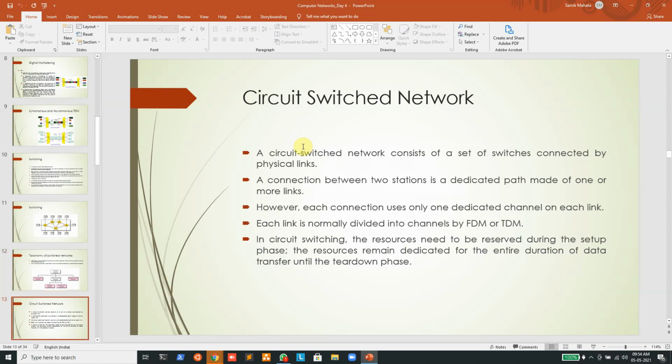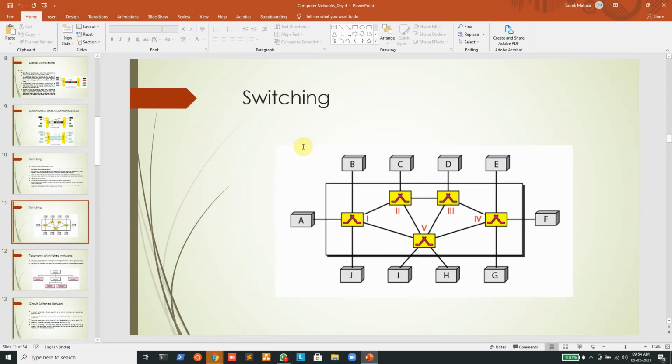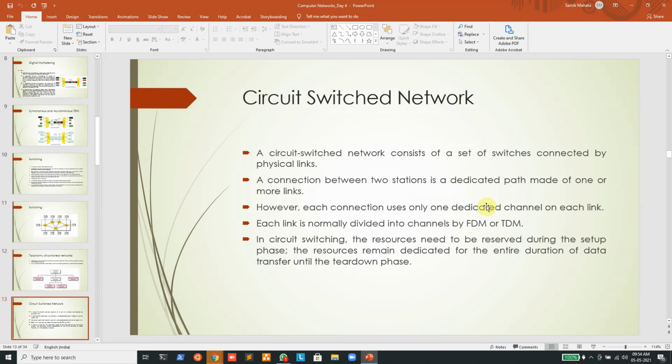Okay. Next, we come to the first kind of switched network, which is the circuit switched network. A circuit switched network consists of a set of switches connected by physical links. If you see this diagram, you will understand that there is a set of devices connected to switches using physical links. Physical links are the actual communication channels that we use in our day-to-day lives. And the connection between two stations is a dedicated path made of one or more links. What exactly is this? We will see in the next slide.